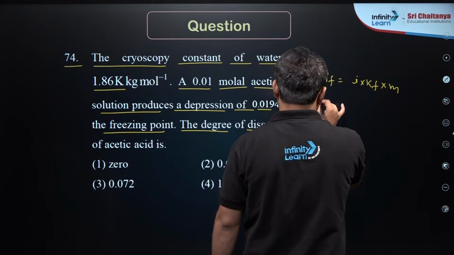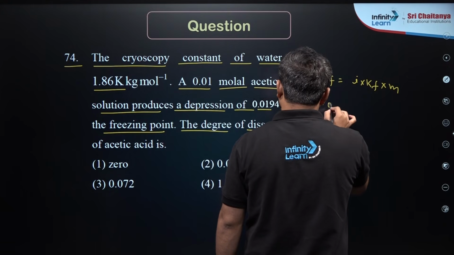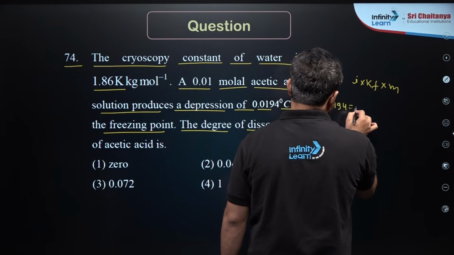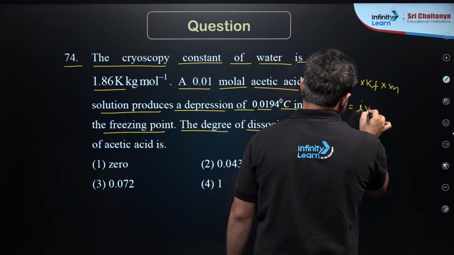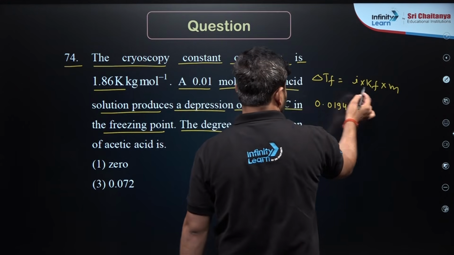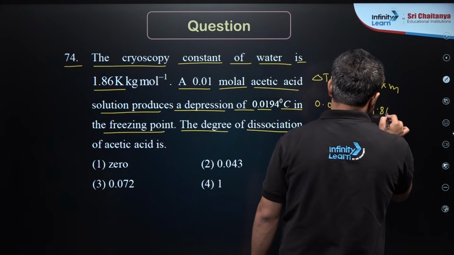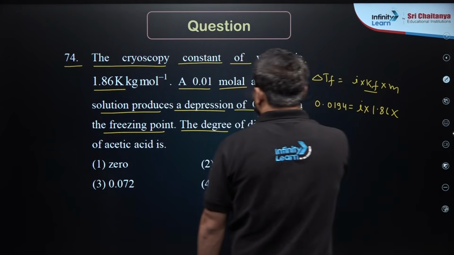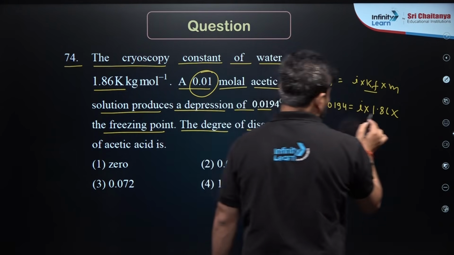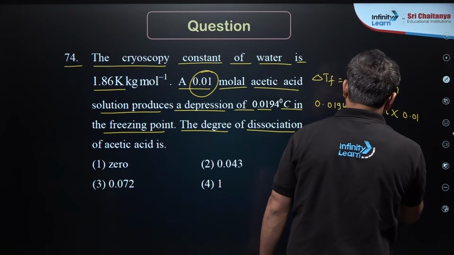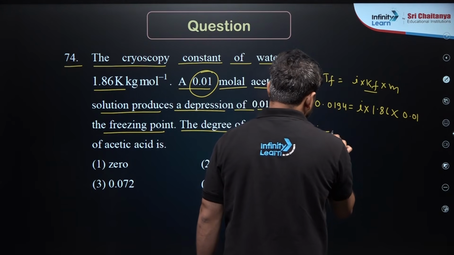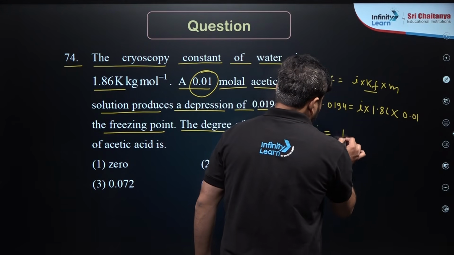Delta Tf is given as 0.0194, and we need to calculate i. Kf, the cryoscopic constant, is 1.86. After that, the molality is given as 0.01. So if I solve, we get i equal to 1.03.